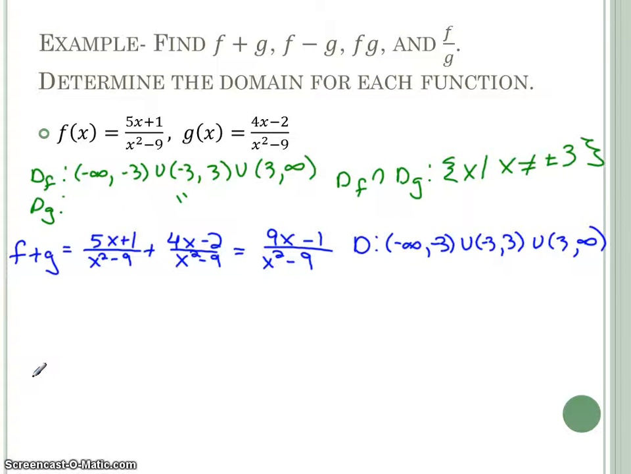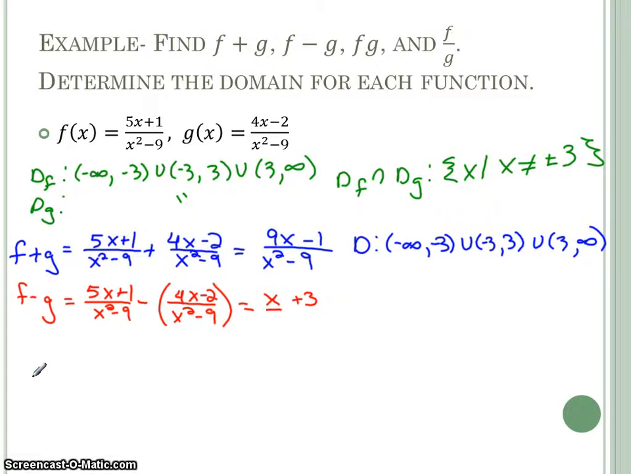Okay, so next we want to subtract. So we're going to take f minus g. I'm putting that second fraction in parentheses just because it's a good habit to have when you're subtracting. We need to make sure that we distribute that negative to each part of our second numerator. So if we take 5x minus 4x, we get x. 1 minus a -2 gives us a +3.